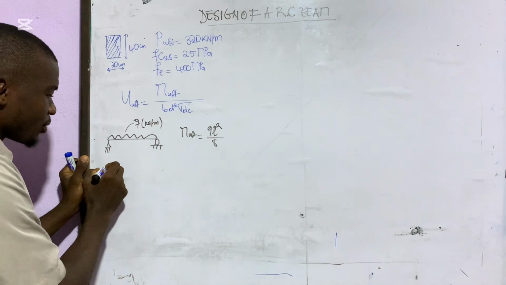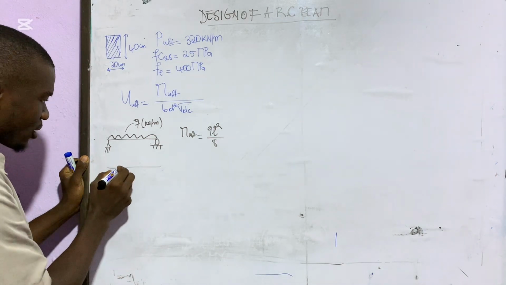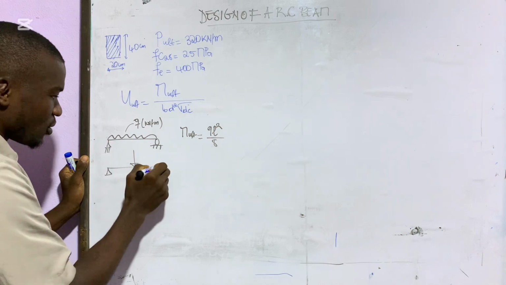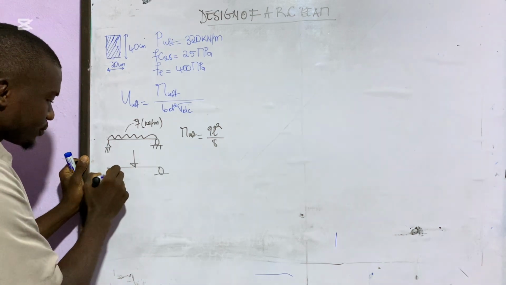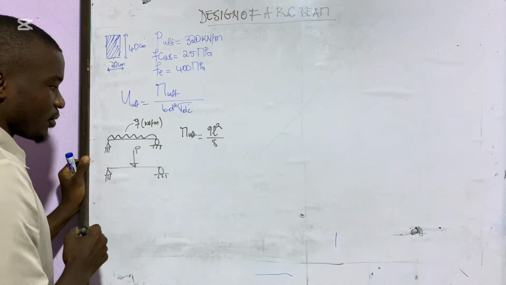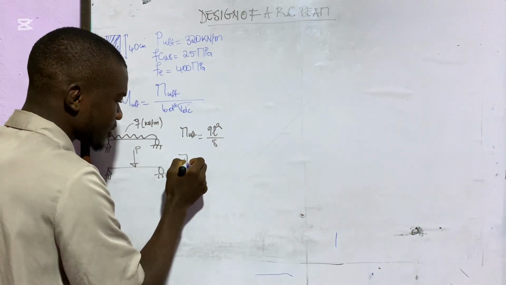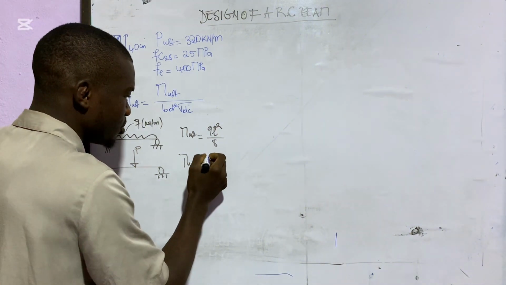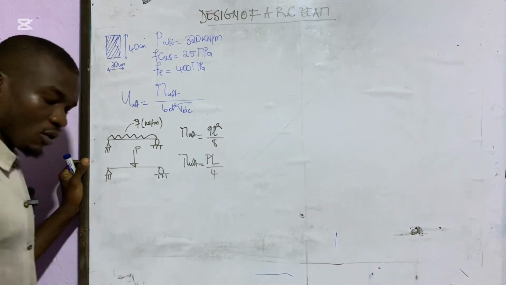Okay, now when you have this type of scenario where you have a concentrated load applied at the center of your simply supported beam, okay, what do you have? If the load is P, you have the maximum bending moment given as M ultimate is equal to P L all over 4.